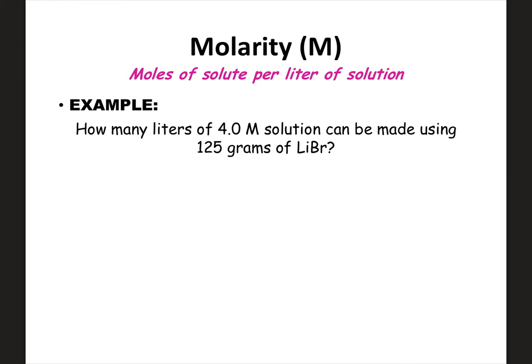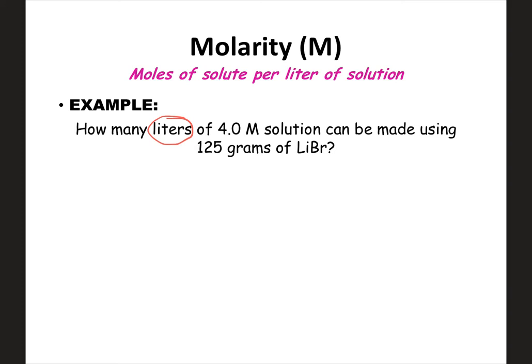This example says how many liters of 4.0 molar solution can be made using 125 grams of LiBr. So we're trying to figure out how many liters. This problem is not asking us to find the molarity or find the concentration like the previous example. Whenever you're asked to find the concentration or find the molarity, you set the problem up with something over something because you know you need to get moles over liters to get molarity.